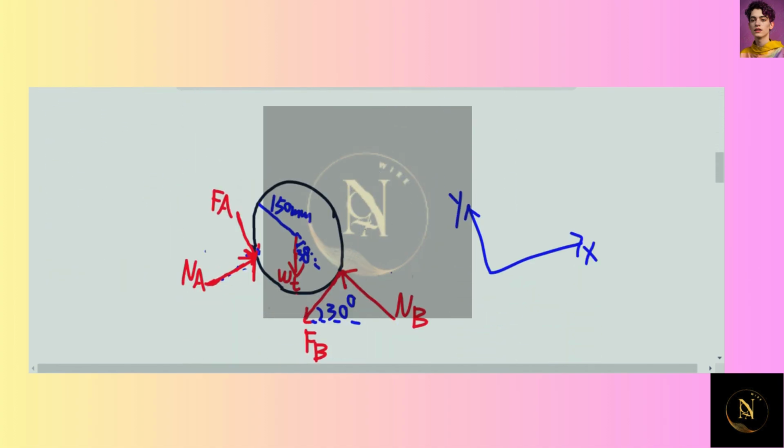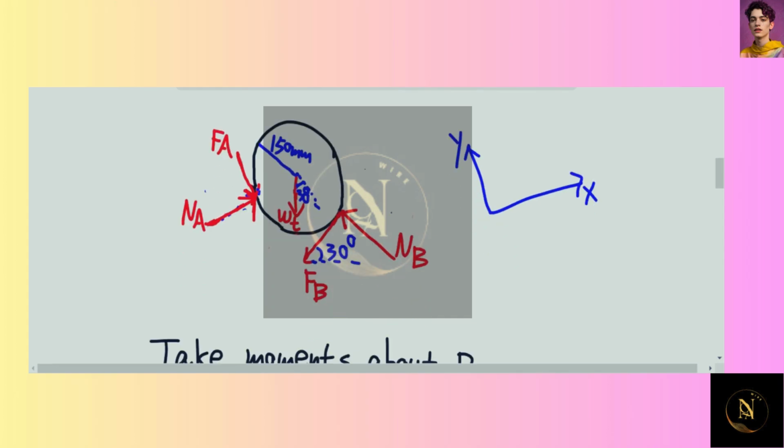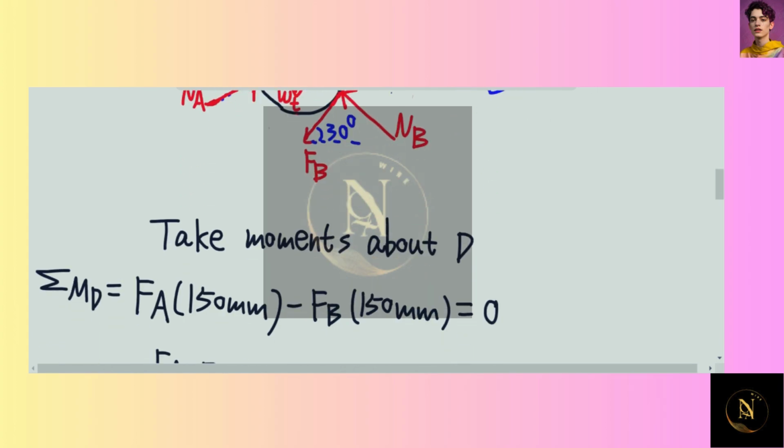Now let's take a look at the force diagram for the tube. We'll consider the x direction of this model to be along the surface, and the y direction perpendicular to the surface. Now let's take a look at the moments about point D, which is the center of the circle here. Considering counterclockwise moment as positive and clockwise moment as negative, this gives us Fa times 150 millimeter minus Fb times 150 millimeter is equal to 0.